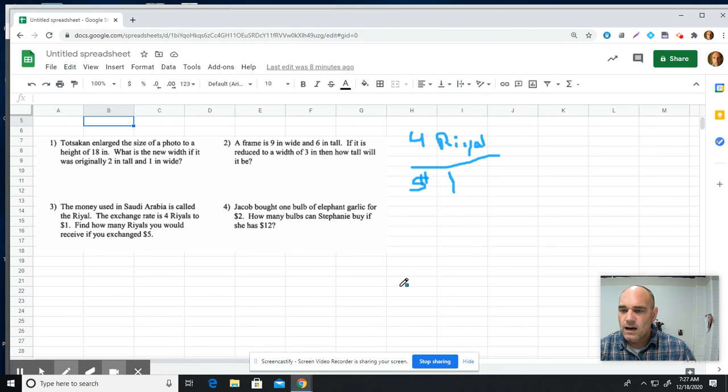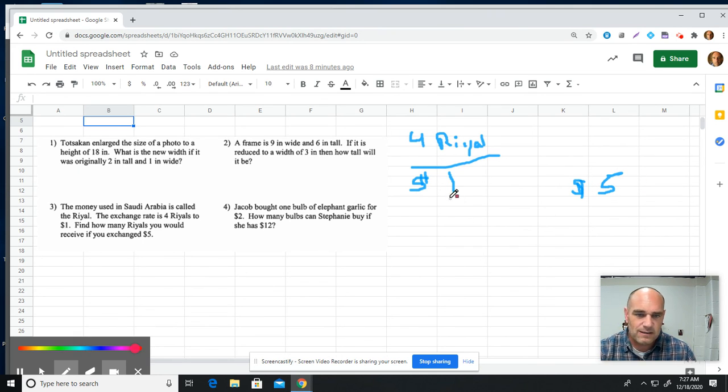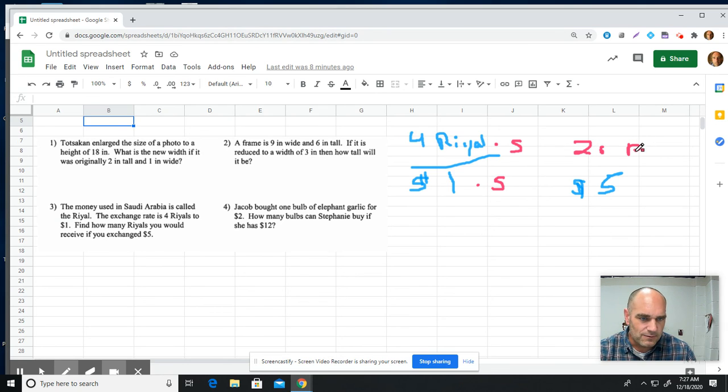Hold on one second. If I want to get to $5, there's my true statement with labels. I want to get myself to $5. Now the math is all set. What do I do to get from 1 to 5? I multiply by 5, so I have to multiply this by 5. That gives me 20 rials. So if you struggle with your homework today, I'm hoping that this is going to help. So: true statement with labels. Thank you.